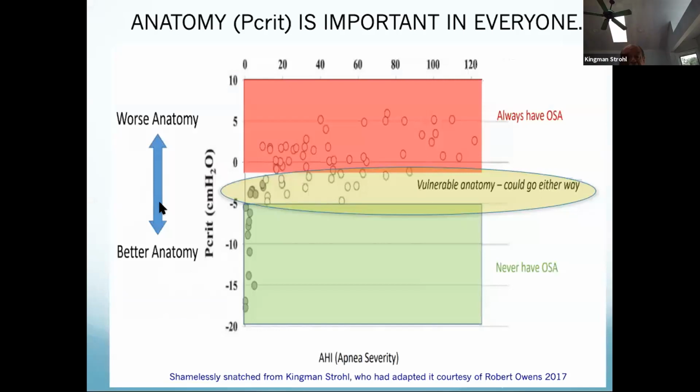Basic. Okay. So here is Kingman's slide. A normal person, you have to suck on the airway to collapse it. So if your peak crit is less than -5, they're never going to have sleep apnea. But if your peak crit is high, greater than -1, you're always going to have sleep apnea. And then you have this area of vulnerable anatomy where you could go either way, between -1 and -5 for peak crit. Some may be hanging on, doing fine, and other people are having sleep apnea.